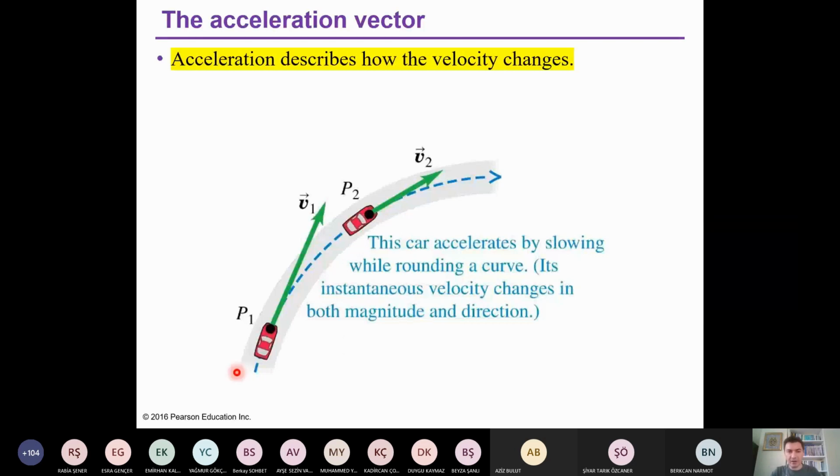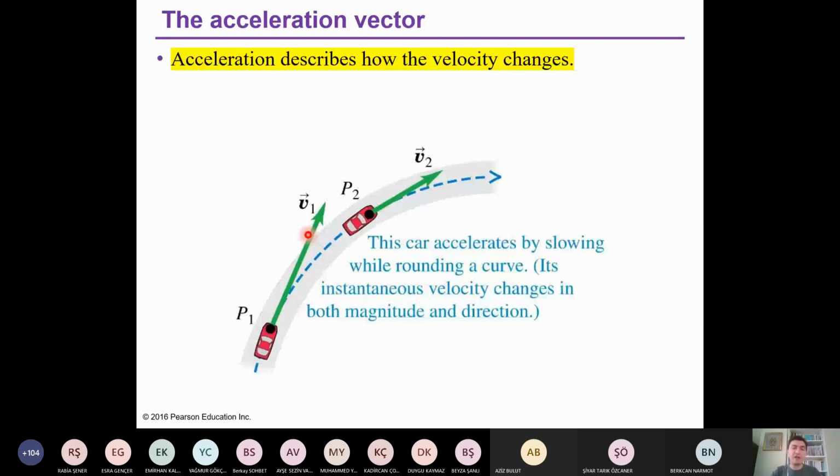So here we have a car. This is the first position of the car, the initial position, and it is going along this curved path, okay? This is the second position of the car. What do you see here? This is the instantaneous velocity when the position is P1. This is the instantaneous velocity when the position is P2. So here, the velocity at P1 is bigger than the velocity at P2. So the magnitude of V1 is different from the magnitude of V2, right?